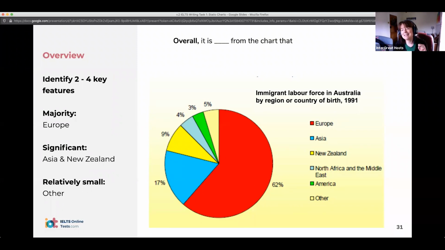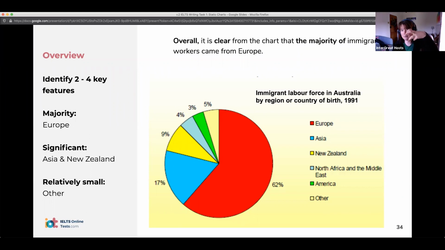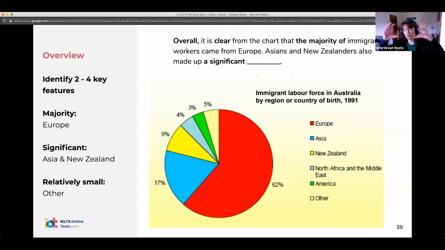So it is, what do we say here? It is, what's the missing word? Okay, very good. It's clear from the chart. In this case, you can use we, that the number, or actually it's Europe. So yeah, the majority come from Europe. So we're giving the biggest number first, okay. Then we move on to the next figure.